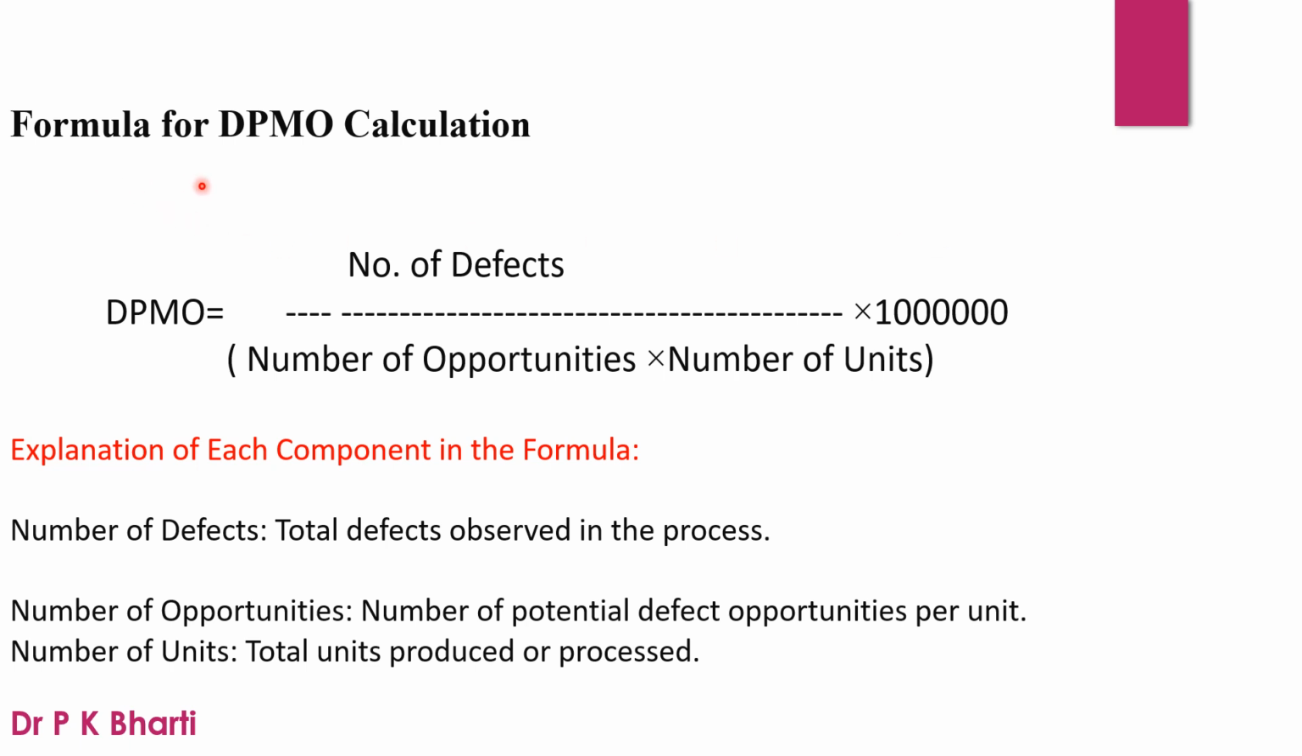So here is a relation or formula for DPMO calculation. It shows defects per million opportunities is equal to number of defects divided by number of opportunities times number of units, multiplied by 1 million. In this relation, total defects observed in the process will be equal to the number of defects, while the number of potential defect opportunities which can occur in a product will be known as number of opportunities, and of course number of units is total units produced or inspected.